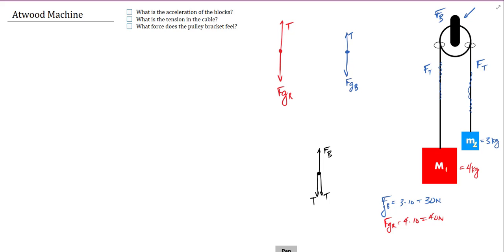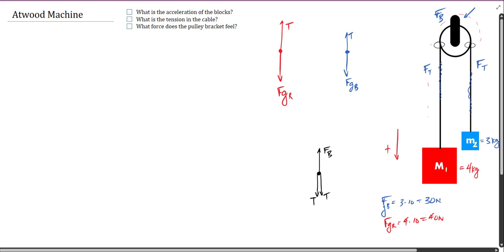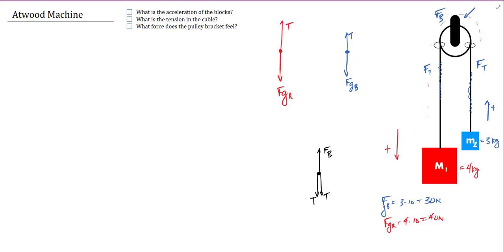I'm going to change for the red object, I'm going to call down positive because I know that's the direction it's going to move. And now if I follow this back up and follow that arrow around the pulley over here on the blue object, that arrow would be pointing up. So for my blue object, I'm going to call up positive.